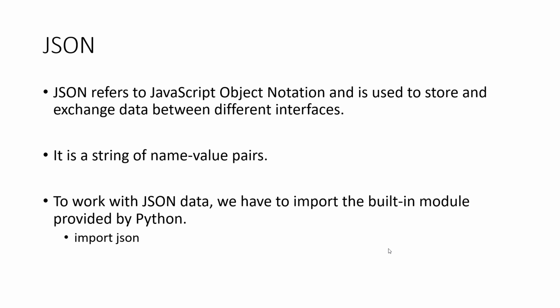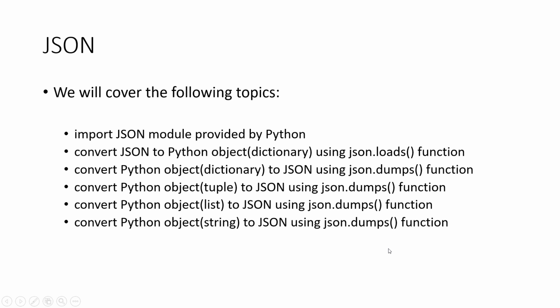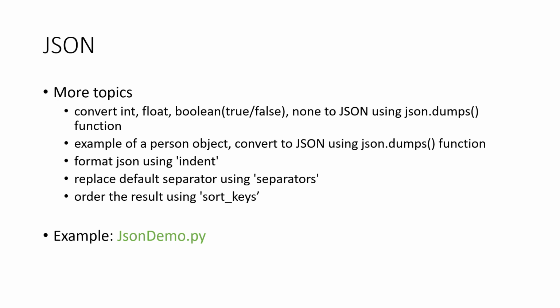using the keyword import. And we'll cover the following topics: how to import the JSON module, how to convert JSON to a Python object dictionary using the json.loads function, and how to convert a Python object dictionary, tuple, list and string to a JSON object using the json.dumps function, and also how to convert int, float, boolean, None to JSON using the json.dumps function. And we'll create an example of a person object and try to convert it to JSON using the json.dumps function.